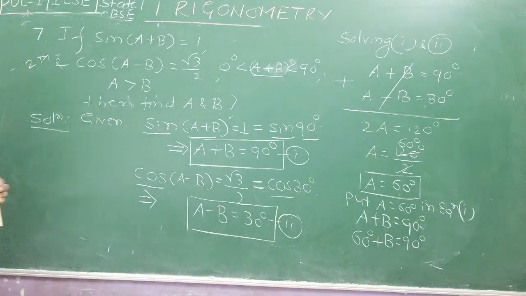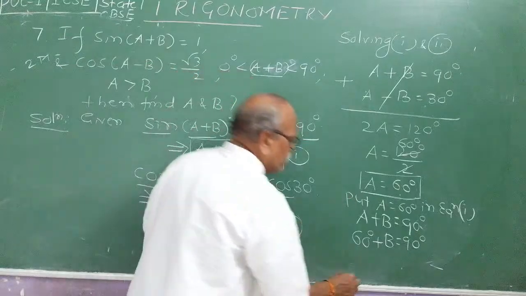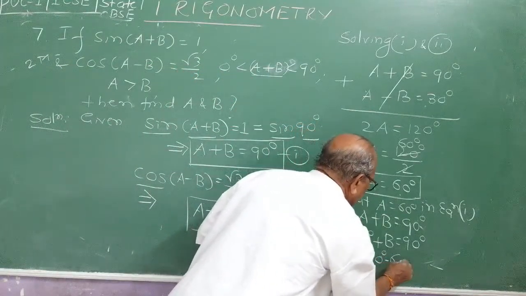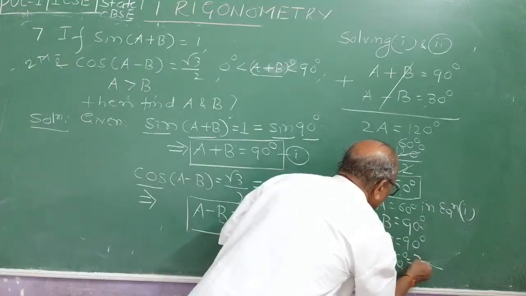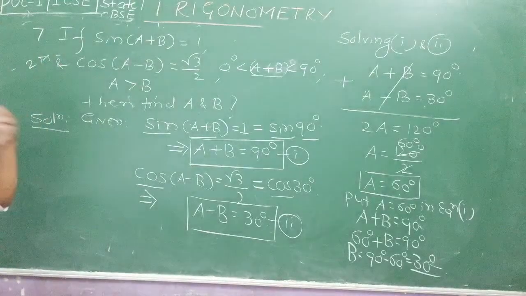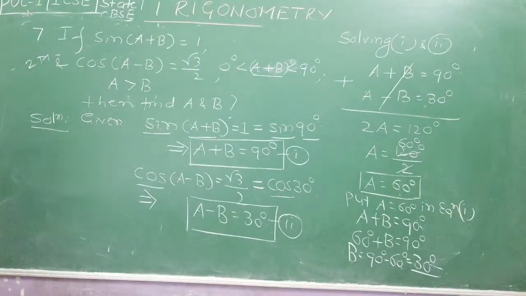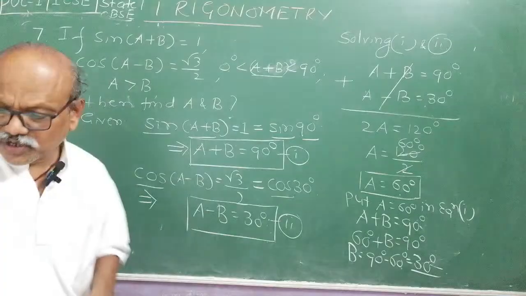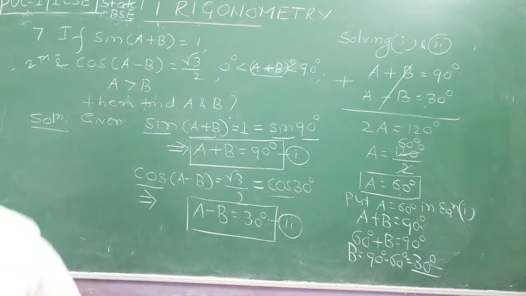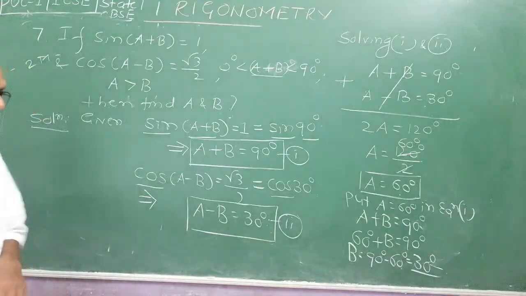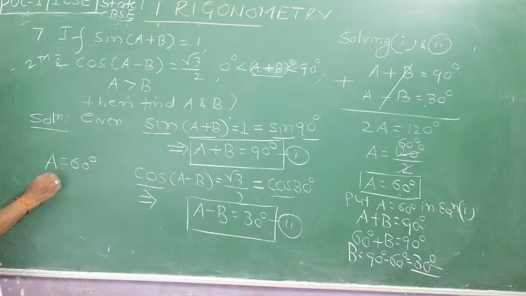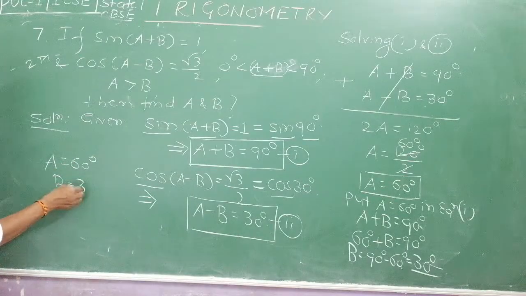Okay. Then take 60 degree to the right. You get B is equal to 90 degree minus 60 degree, which is 30 degree. 90 minus 60 is 30 degree. That's all. Correct answer. Therefore, the solution is A is equal to 60 degree and B is equal to 30 degree.